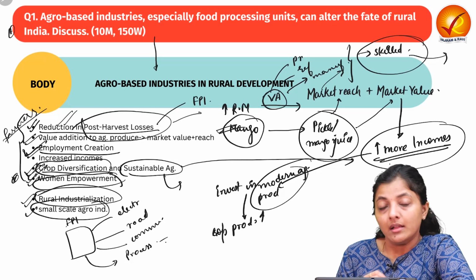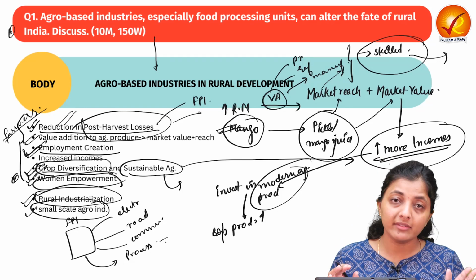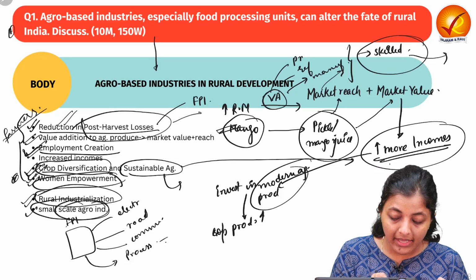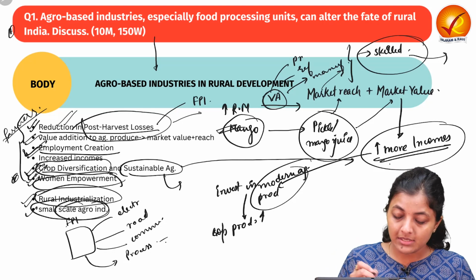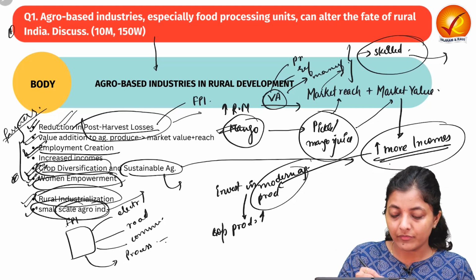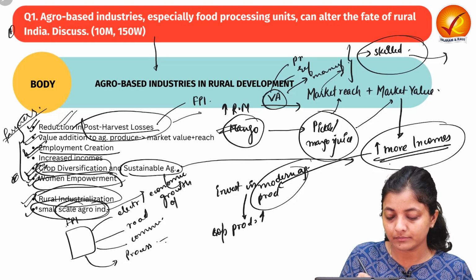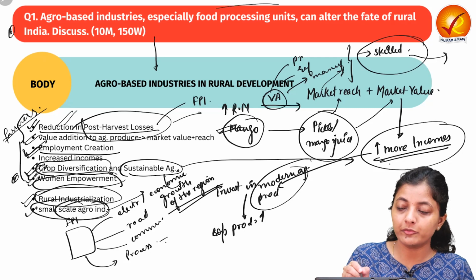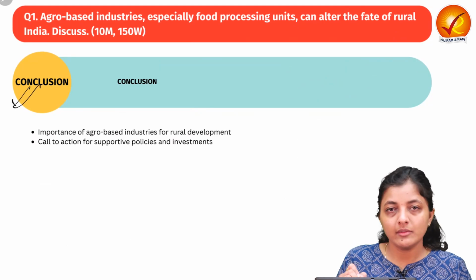Then next, with the advent of more and more infrastructure development in the rural domain, in the village domain, this encourages small scale agro industries to come up and start businesses. So this gives more employment and boosts the economic growth of the region. So this is the whole scenario of how agro-based industries or food processing units can alter the fate of rural India. So in conclusion, what can we write?